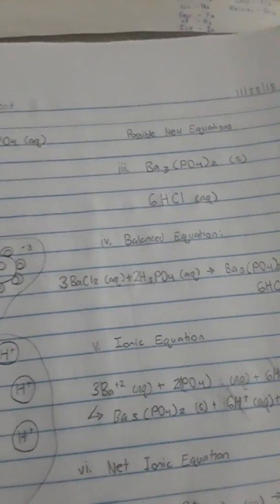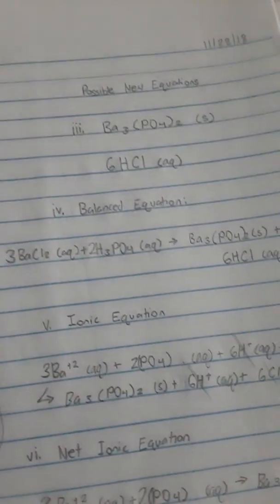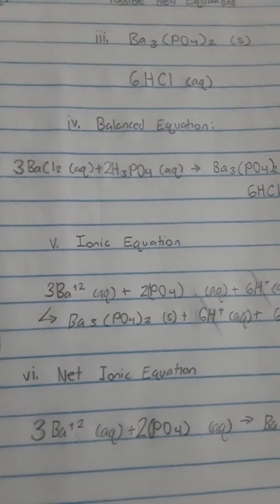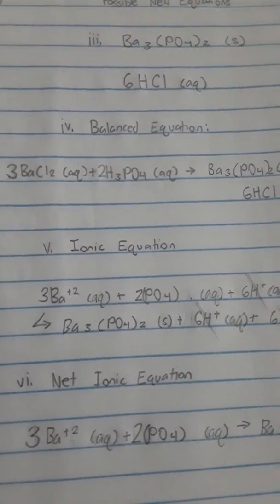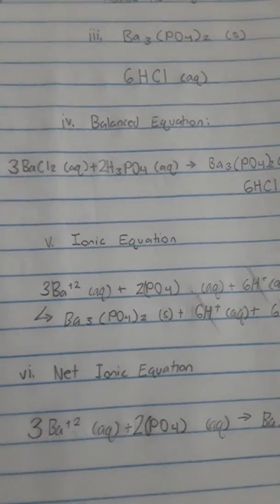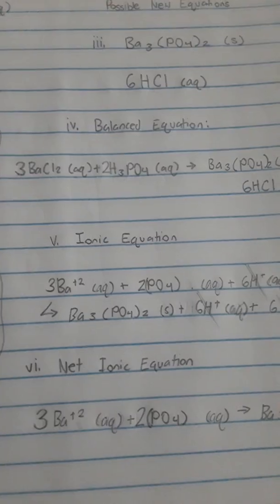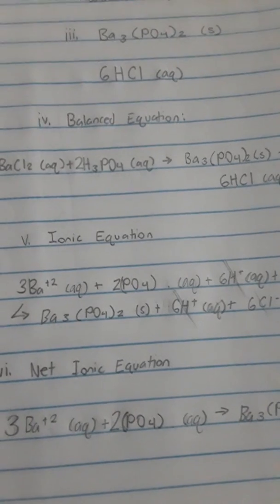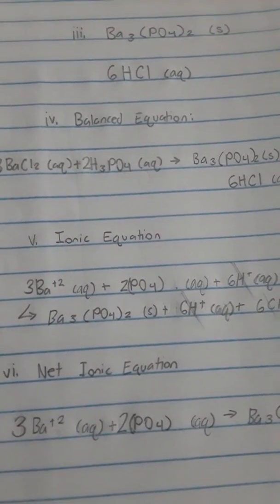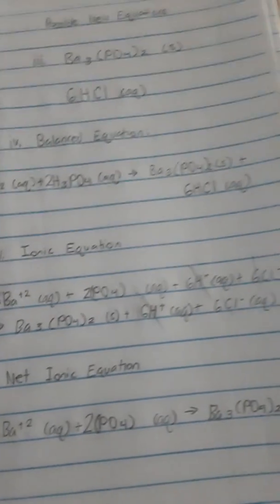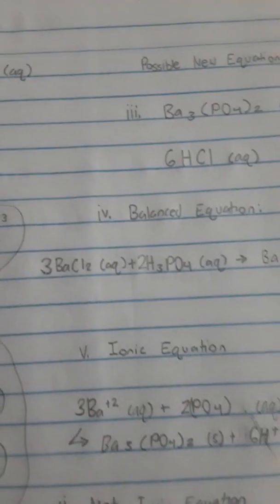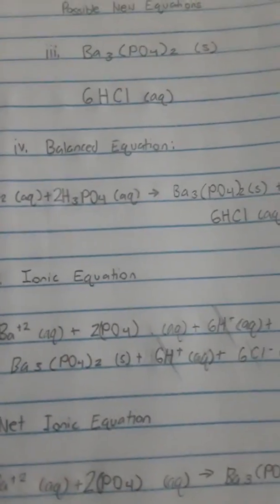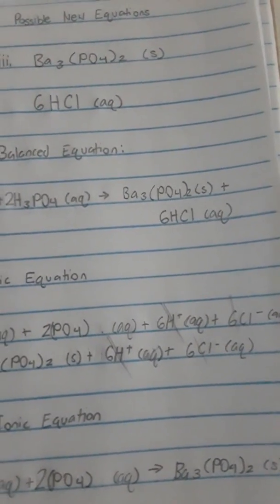For my ionic equation, I will need to separate out each of my elements. Since I see 3 Ba+2, I will put 3 Ba+2. Then I'll look for PO4, and since there are 2 PO4s, I will put 2 PO4. These are not a compound yet, so these are still aqueous. Then I see that there are 6 Cl and 6 H, so I put 6 Cl and 6 H. These are also still aqueous because they are not compounds yet.